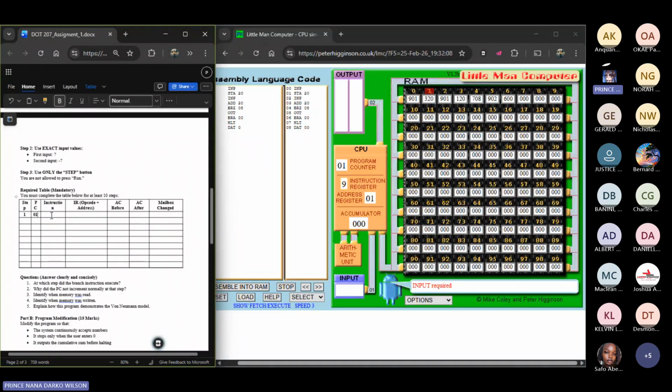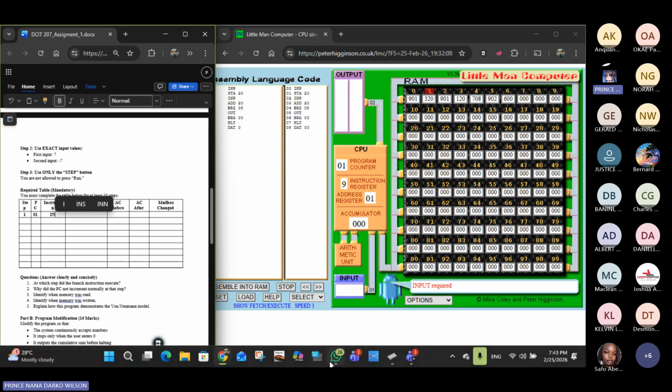The instruction at that step is what is stored in the instruction register, right? So the instruction is supposed to be input. That's the instruction we are using. So that's INP. You input that into your table. Okay.